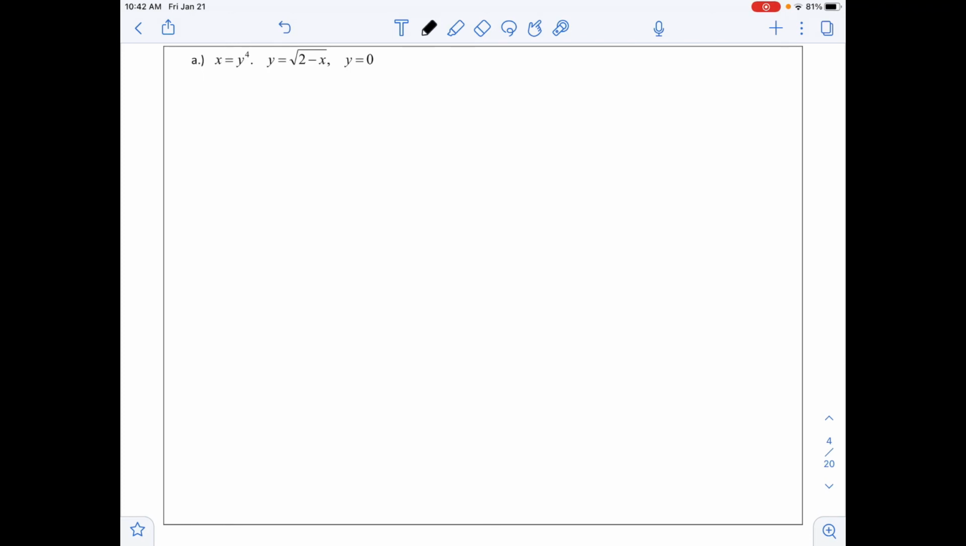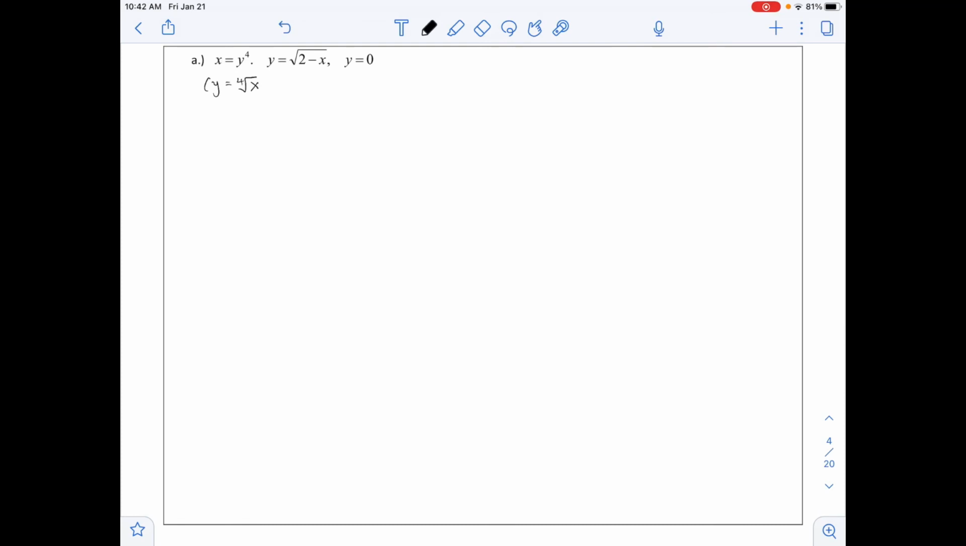Graphing that first equation that we have right here, x equals y to the 4th. This is the same thing as y equals the fourth root of x. And then that second function is y equals the square root of 2 minus x. So trying to figure out what values I need to use in order to graph this, I need to figure out where it's enclosed. I do know y is equal to 0, so I will keep that in mind too. But to figure out where it's enclosed, I need to set those two equations equal to each other.